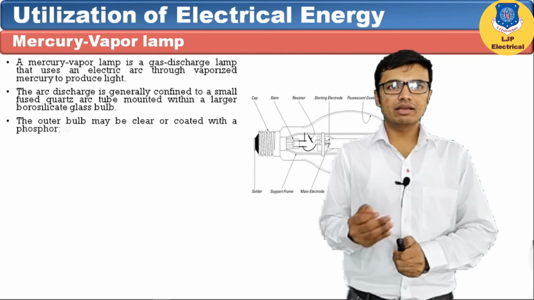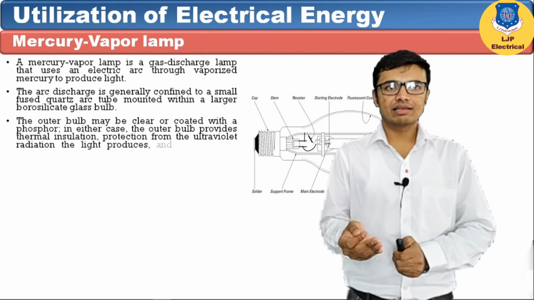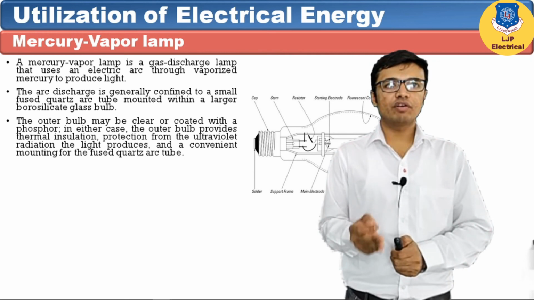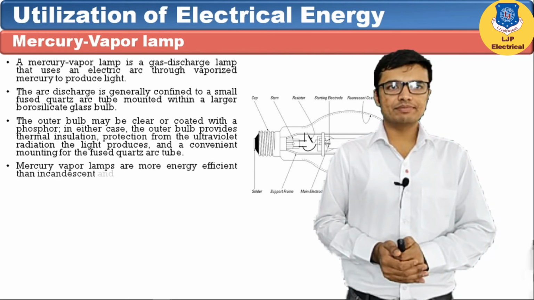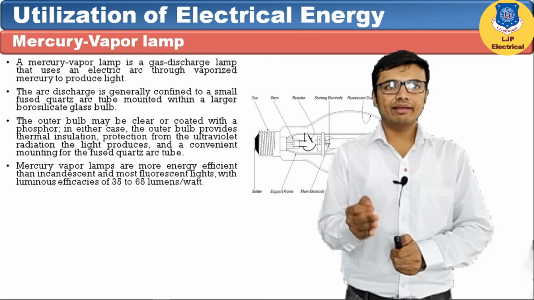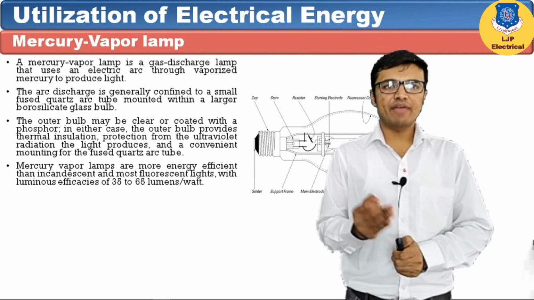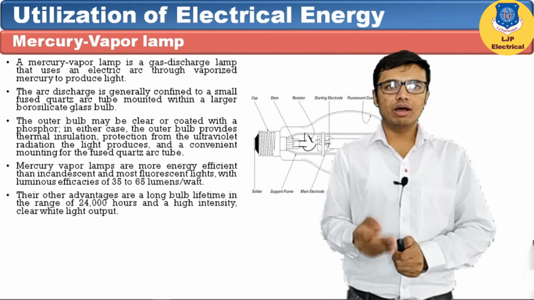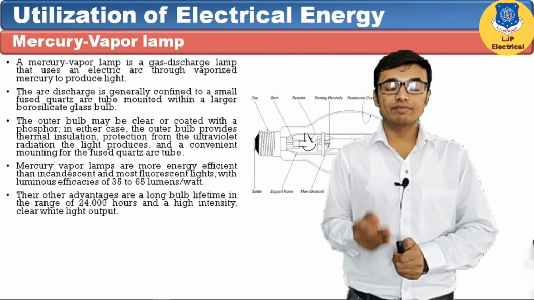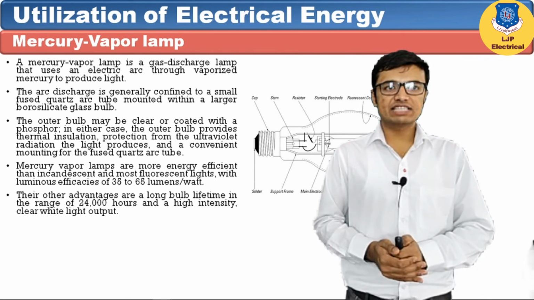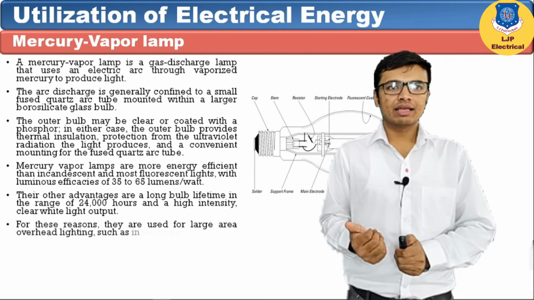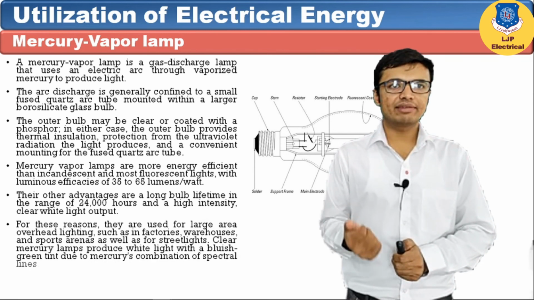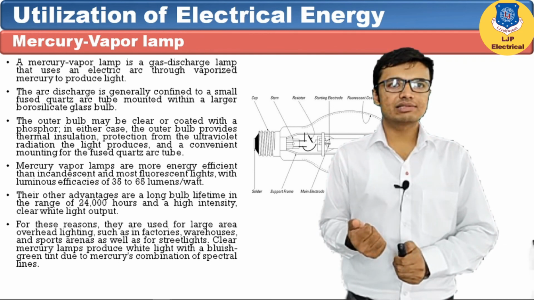The outer bulb may be clear or coated with the phosphor. In either case, the outer bulb provides protection from radiation, the light produced, and the convenient mounting for a fused quartz arc tube. The mercury vapor lamps are more energy efficient than incandescent lamp and most fluorescent light, with luminous efficacy of around 35 to 65 lumens per watt. The other advantages are a long bulb lifetime in a range of around 24,000 hours and higher intensity as well as clear white light output. For above reason, the mercury vapor lamps are used for larger area like overhead lighting such as factories, warehouse, sports as well as street lights, etc.